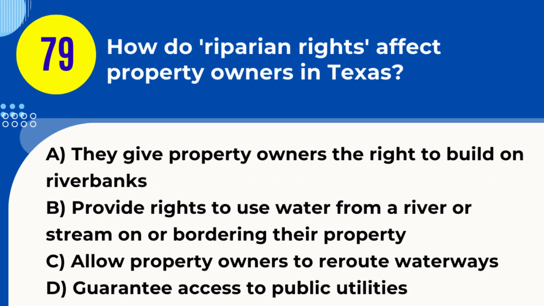Question 79. How do riparian rights affect property owners in Texas? A. They give property owners the right to build on riverbanks. B. Provide rights to use water from a river or stream on or bordering their property. C. Allow property owners to reroute waterways. D. Guarantee access to public utilities.